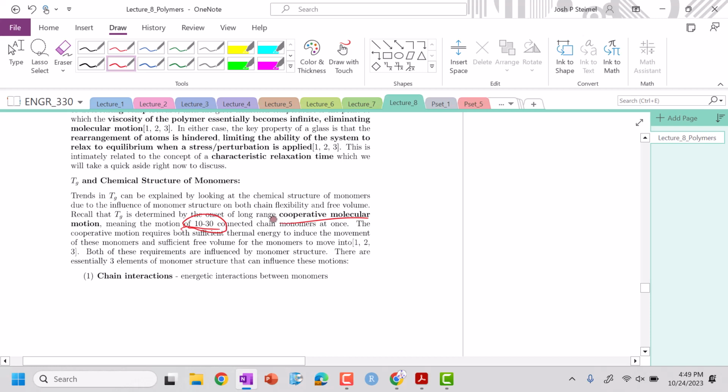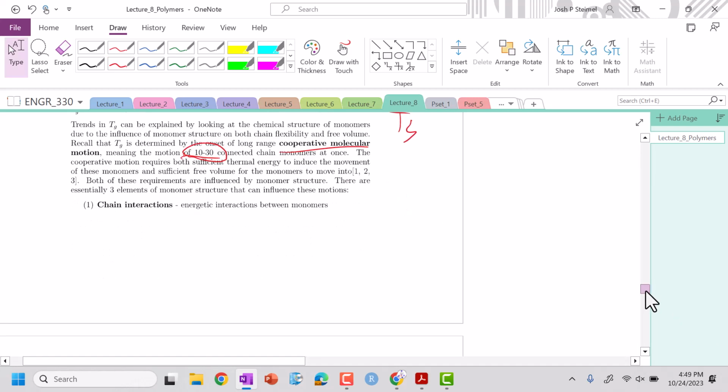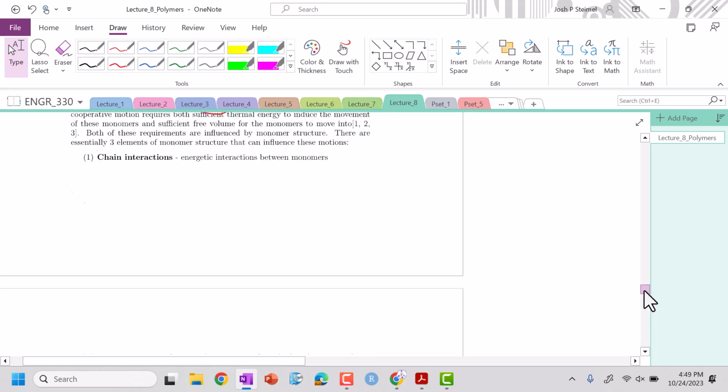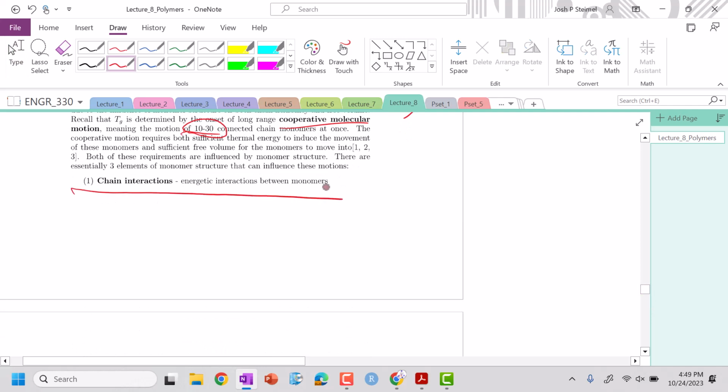Now, we can effectively estimate that Tg parameter, the glass transition temperature, based on three parameters. First, chain interactions, which is probably one of the most important: are there intermolecular interactions between monomers? Do we see amide units, which would indicate hydrogen bonding? Do we see oxygens, nitrogens, chlorines, fluorines, electronegative atoms that would indicate dipole-dipole interactions?